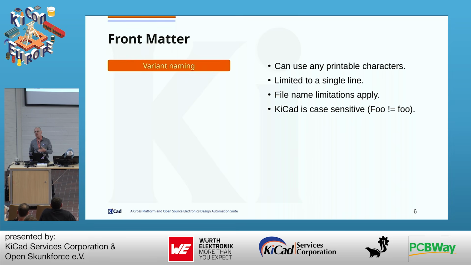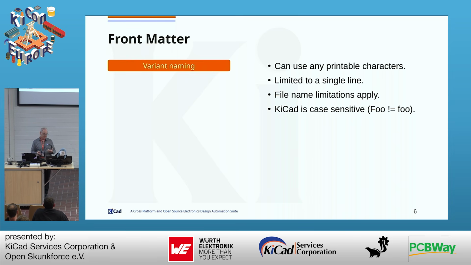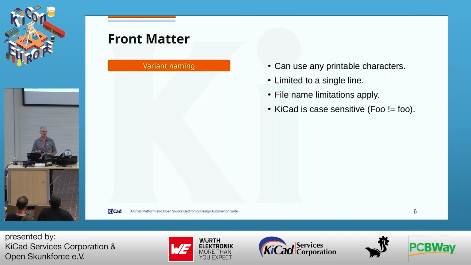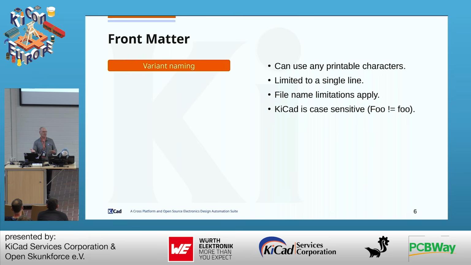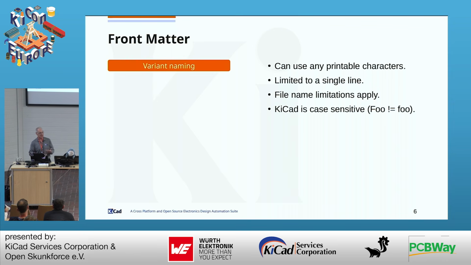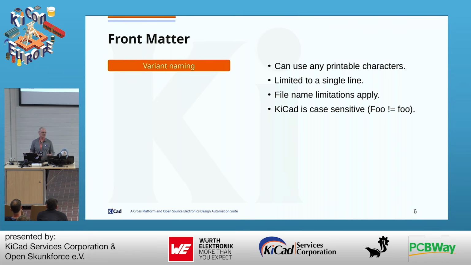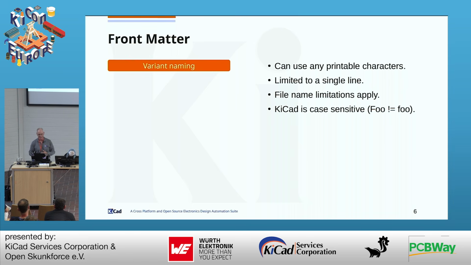You'll be able to use file name characters in your variant names. The only limitation is when those variant names get suffixed to your output file, like BOM variant X. If there are illegal file characters in there, it's going to substitute an underscore. So those are the kinds of things you've got to think about when you're naming stuff in KiCad.